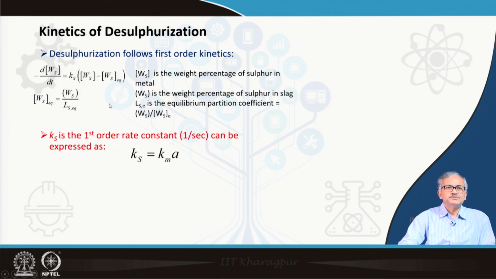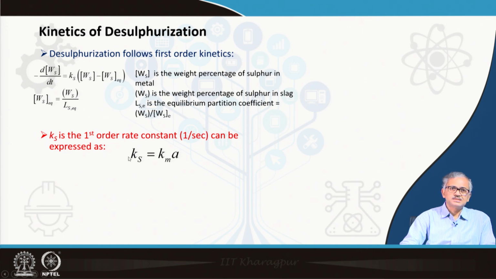So, this is the definition. Now, Ks is called the first order rate constant, and it has a unit of 1 per second, and it can be correlated with the mass transfer coefficient and the specific interfacial area at the reaction interface. Where Km is the mass transfer coefficient, it has a unit of centimeter per second, and specific interfacial area you can write as centimeter square per centimeter cube, per unit volume. So, if you take a product of these two, you will get per second.